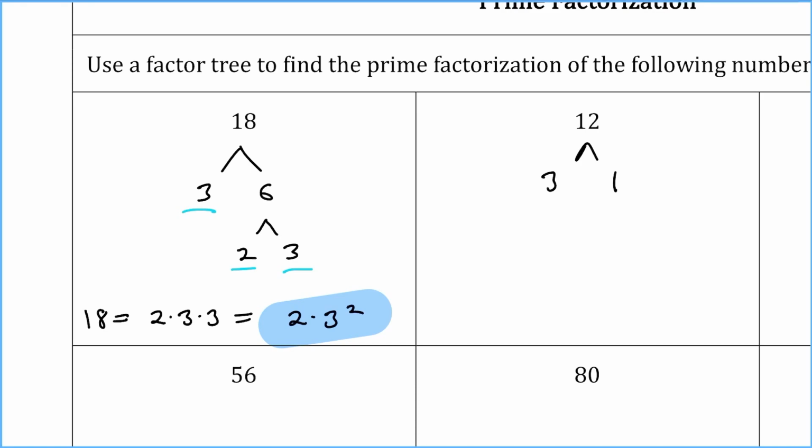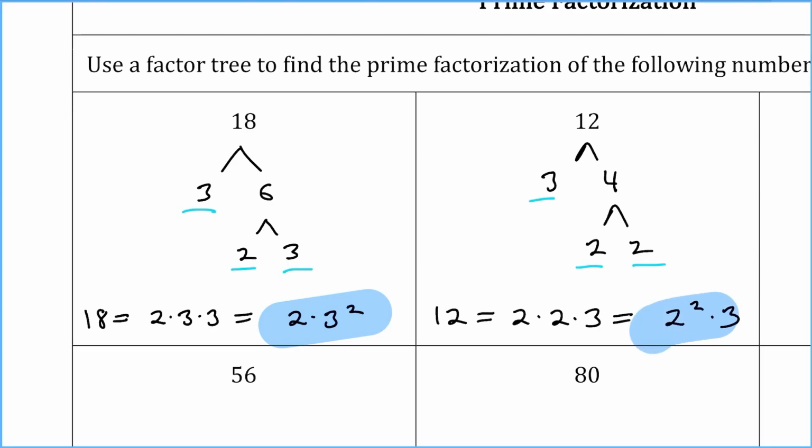Maybe you broke this down into 3 and 4. Maybe you did 2 and 6. That's fine. And then 4 can be broken down into 2 and 2. And these are the prime numbers. So 12 is broken down into 2 times 2 times 3, which is 2 squared times 3. And that right there, that is the prime factorization of 12. 2 squared times 3. Good.